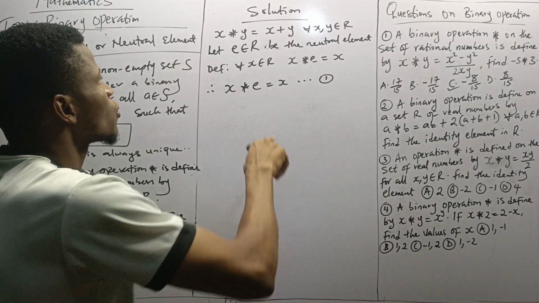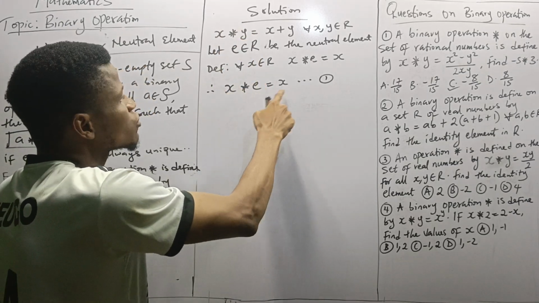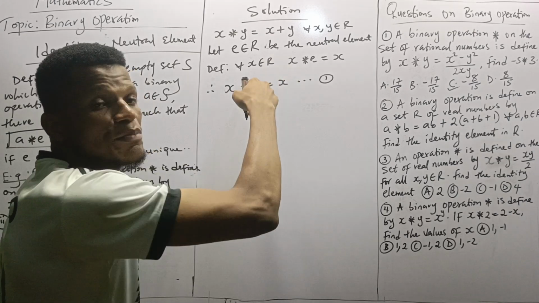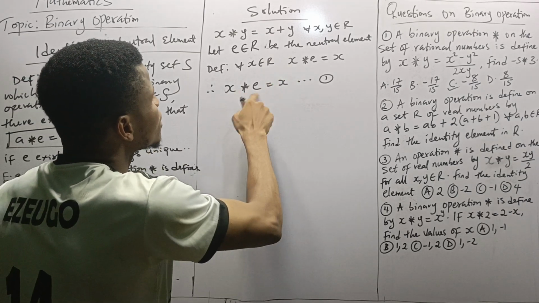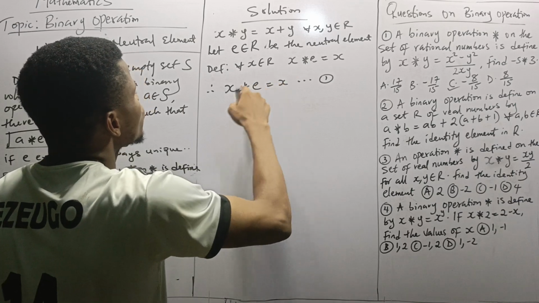Then the second equation will come from the general equation, and we're going to use only X and E so that we can get a result we can compare. We're not going to use any other thing apart from this X and E. So from this guideline we can formulate another equation.